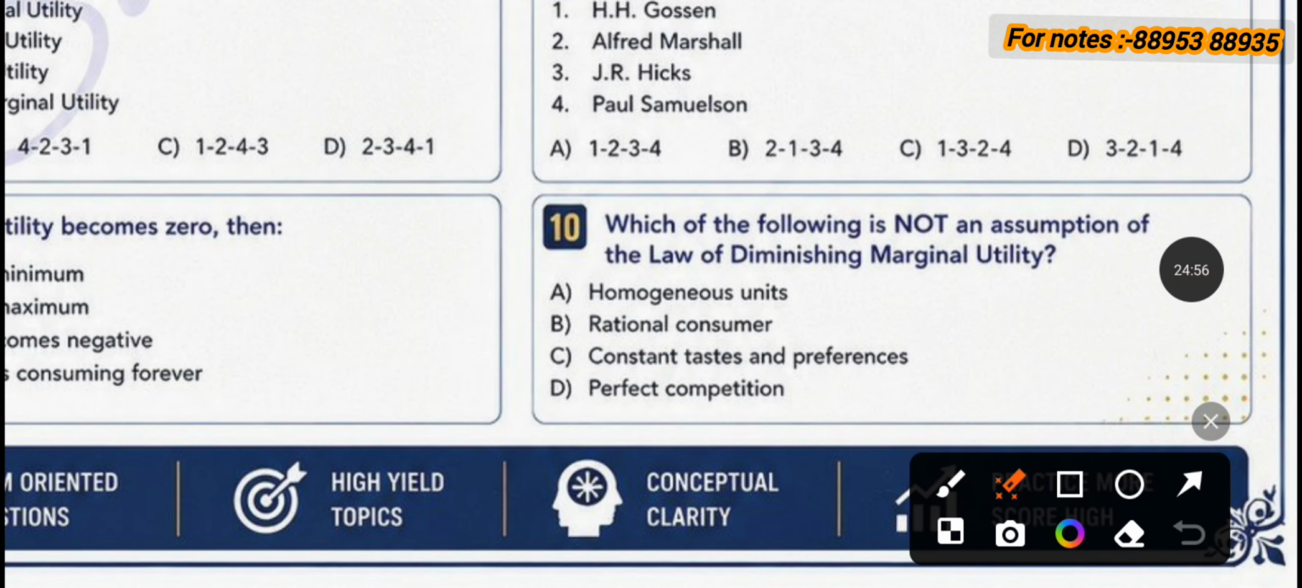Which of the following is not an assumption of the law of diminishing marginal utility? Option A, homogeneous units. Option B, rational consumer. Option C, constant taste and preference. And option D, perfect competition. And you have to choose the correct answer, and the correct answer is D, perfect competition. Perfect competition is not an assumption of the law of diminishing marginal utility.